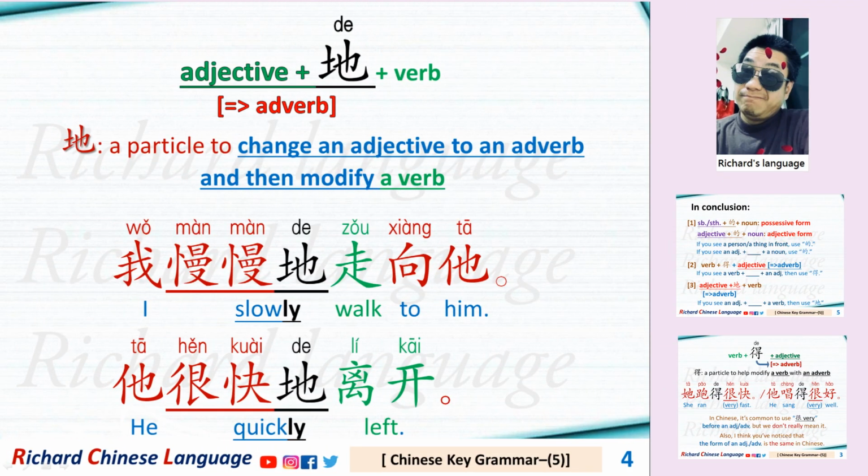Okay, then let's talk about the third, 地. Actually, we should pronounce it like dì, but dì is a noun meaning ground. So here it is a particle. Here we don't pronounce it like dì, we pronounce it like de. So pay attention, don't pronounce this word as dì. We should pronounce it as de. And 地 is a particle to change an adjective to an adverb, and then modify a verb.